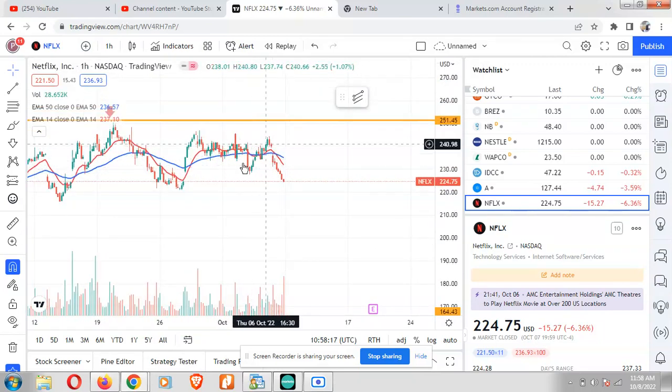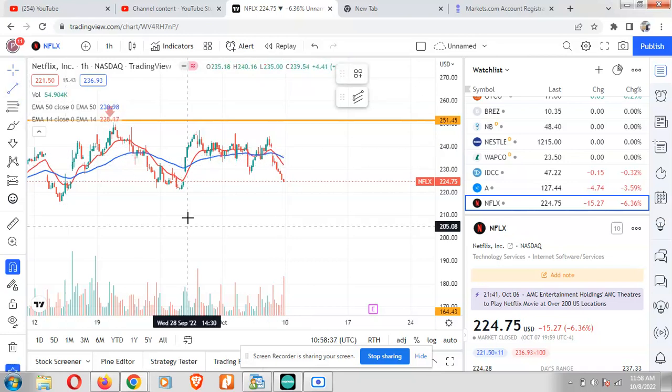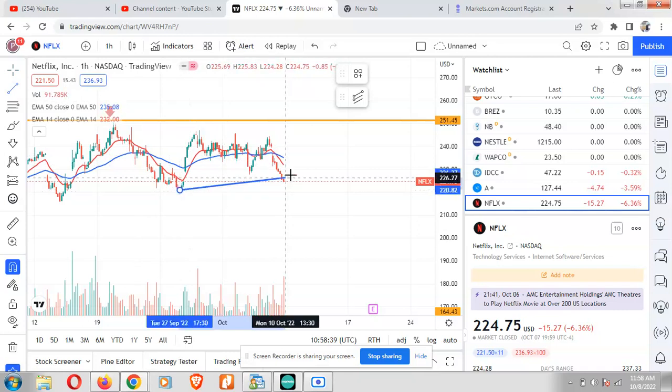A good trader would have loved to dive into this because, as a matter of fact, the 14 exponential moving average has crossed the 50 moving average. If you have been following my previous videos, you understand I explained these two lines in detail. The 14 moving average has crossed the 50 exponential moving average. So anyone who knows how to trade might have been in this trade.